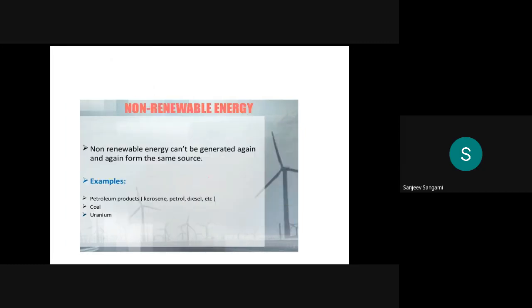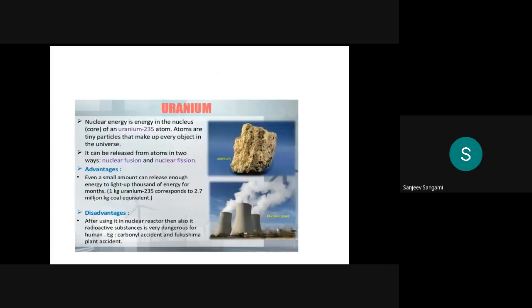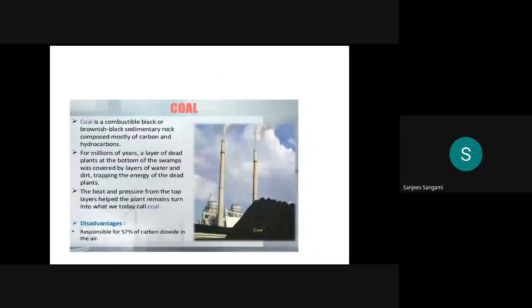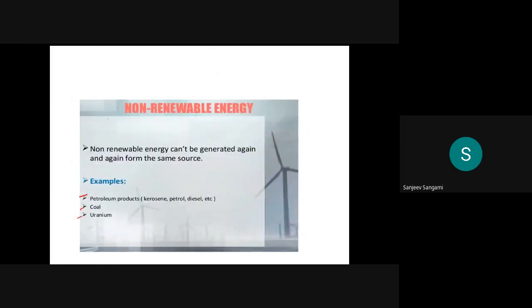And when it comes to the non-renewable energy sources, first one is the petroleum products, coal, uranium. Of course, one day or the other, these sources are going to be over because all these are from the earth's crust. This non-renewable energy we will discuss in detail in the next class.